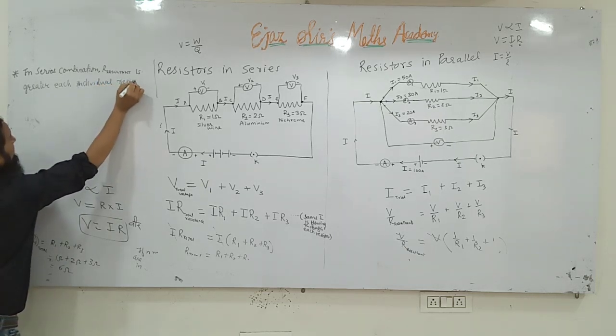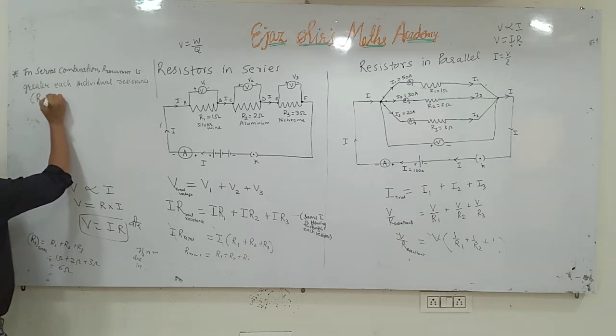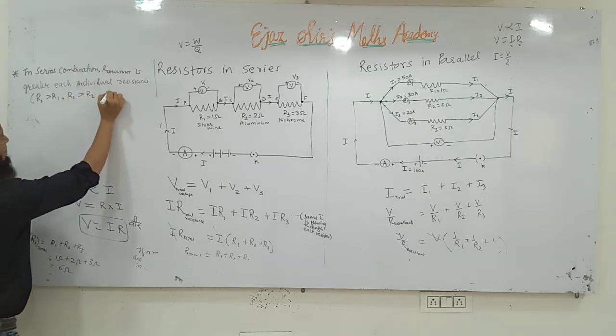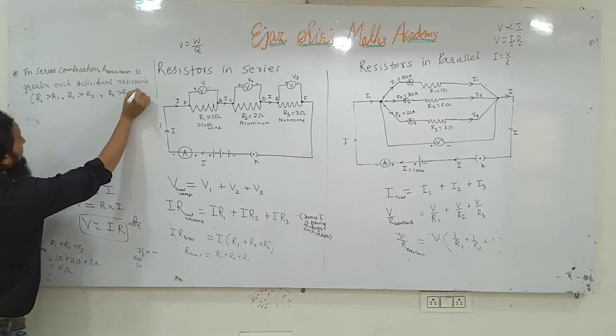What does this mean? This means that the total resistance, 6 ohm, will be greater than R1, because R1 is only 1 ohm and R total is 6 ohm. R total will be greater than R2. R total will be greater than R3. What does this mean? R series is greater than R1, R series is greater than R2, R series is greater than R3, and so on.